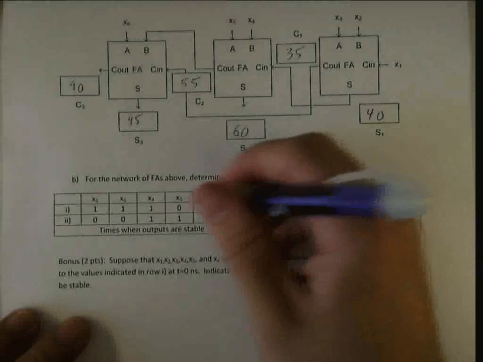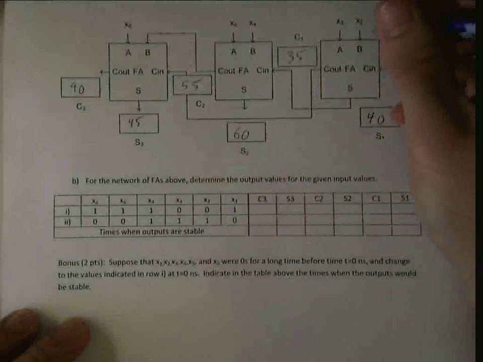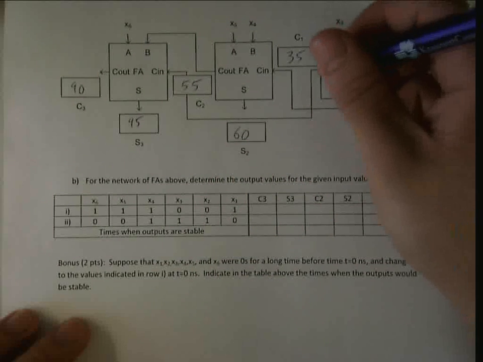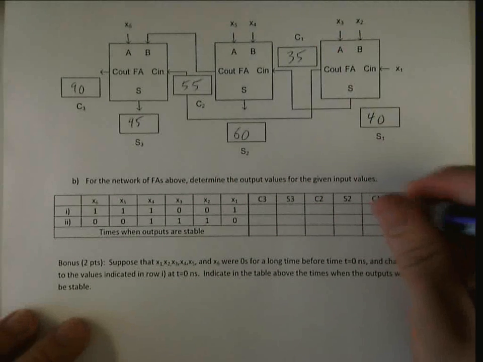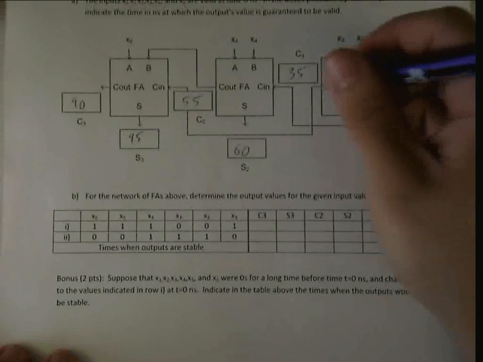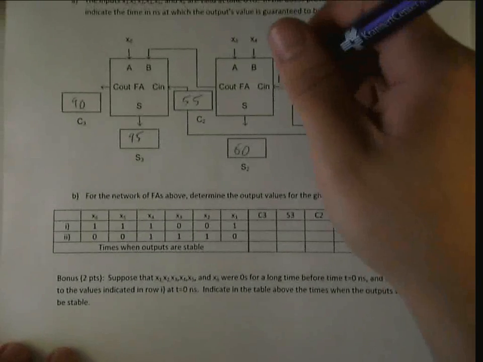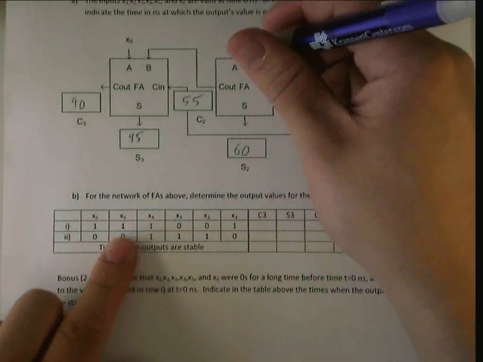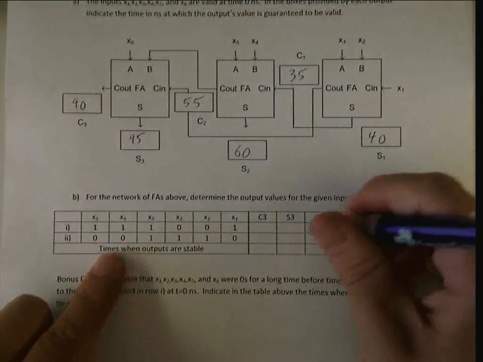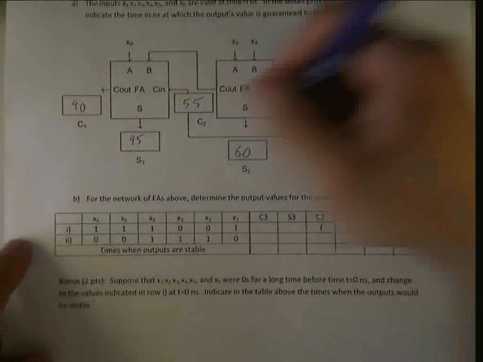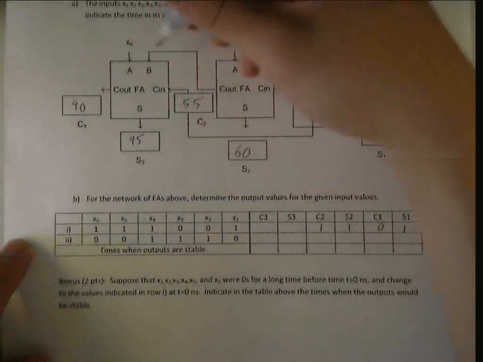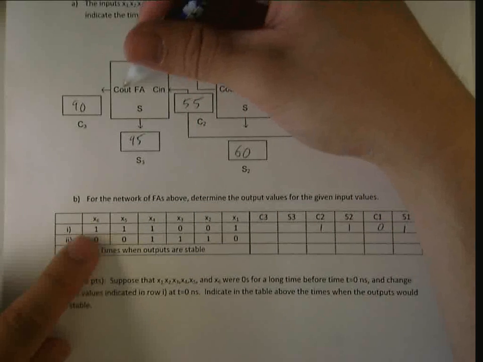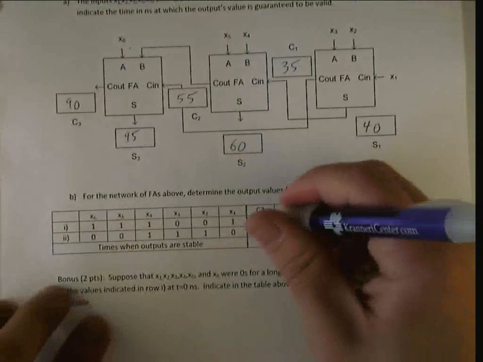So we have x1, x2, x3. So that's going to make 1, 0, 0. So 1 plus 0 plus 0 is going to be 0 and 1. And then we've got 1 coming in, so this is going to be 1 plus 1 plus 1. That means C2 and S2 are going to be both 1s. And now this is receiving a 0 plus 1 plus 1. So it's going to have a carryout of 1 and a sum of 0.